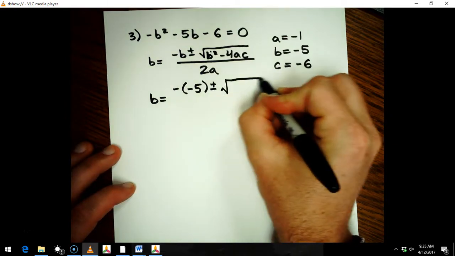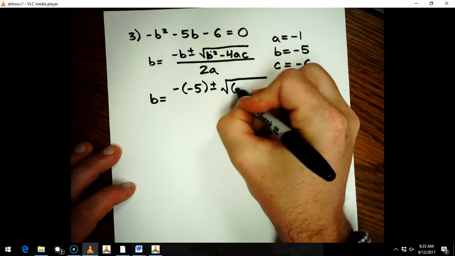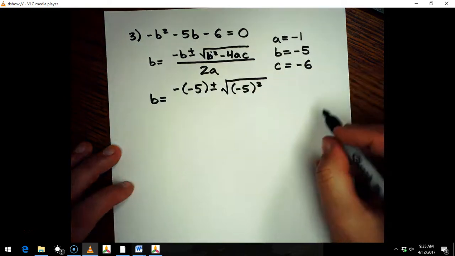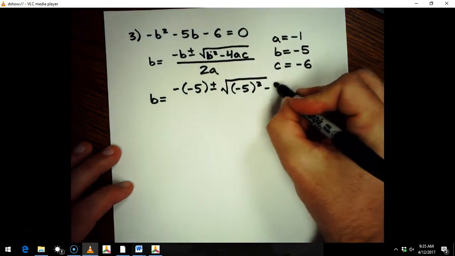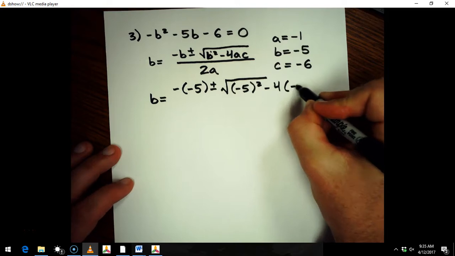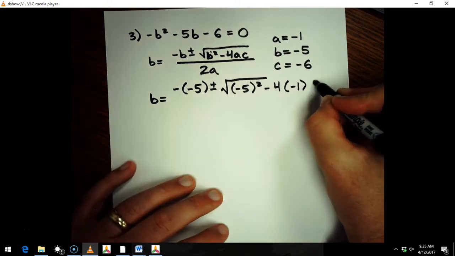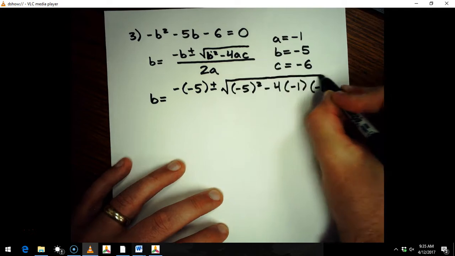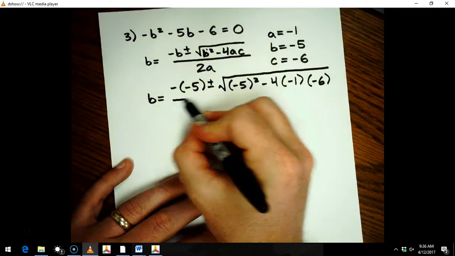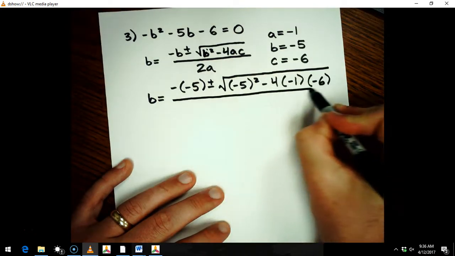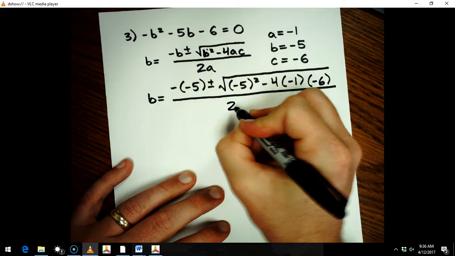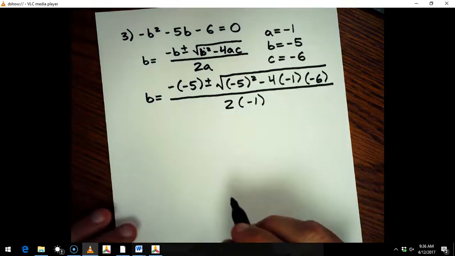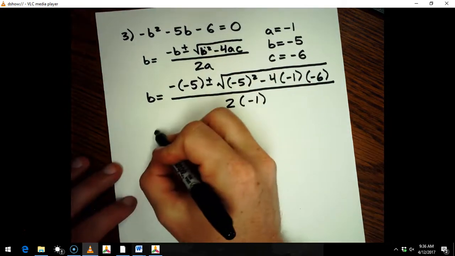And then the radical of, this is where you have to be careful with the b value that's negative. -5 squared minus 4 times -1, which is a, times c, which is -6. All of that is under the radical, and all of this is getting divided by 2 times a, which is -1. So now let's simplify this a little bit more.